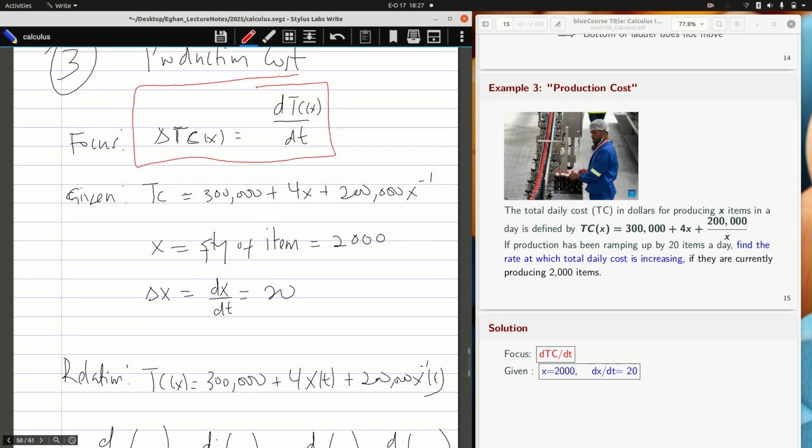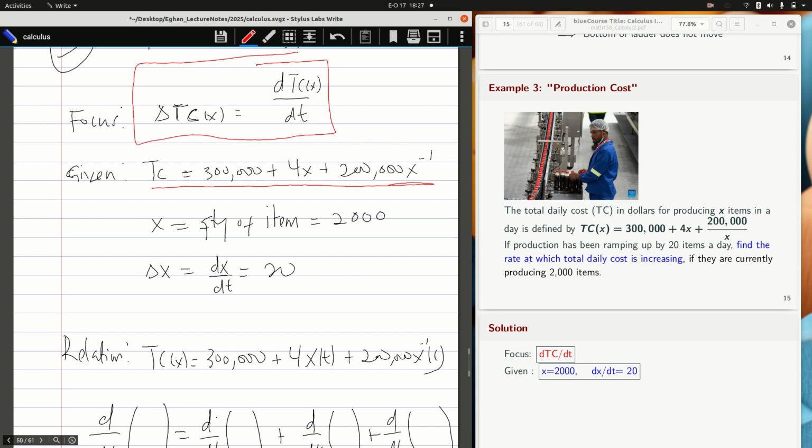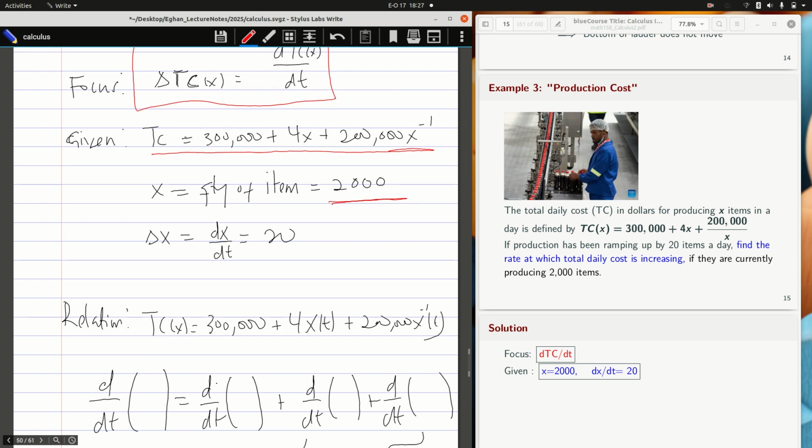I'm giving the total cost function. Is that all? No. I'm giving the quantity of items produced per day, or initial items produced. What else am I giving? I'm giving the small change in production. It says it is ramping up. It means that every day there are increments of production by 20, and that is given by dx/dt, because the quantity is in x, and as time progresses it increases by 20.